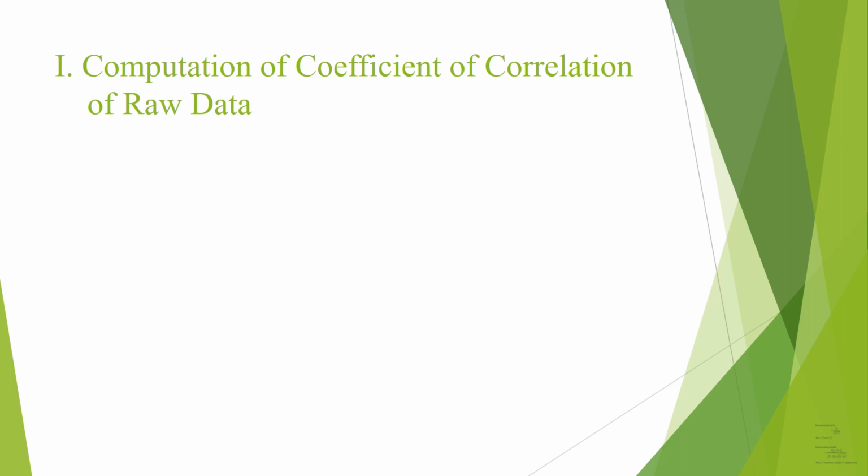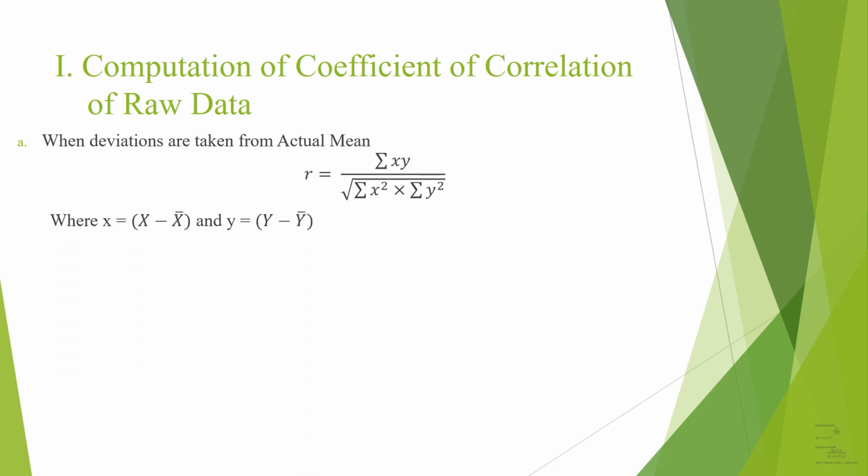Now let us move on to discuss the methods of computation of the coefficient of correlation. First, let us take raw data. In the case of raw data, we can use the actual mean as well as the assumed mean. Under the actual mean method, r is equal to summation xy divided by root of summation x square into summation y square. Here small letter x is equal to X minus X bar, and small letter y is equal to Y minus Y bar.